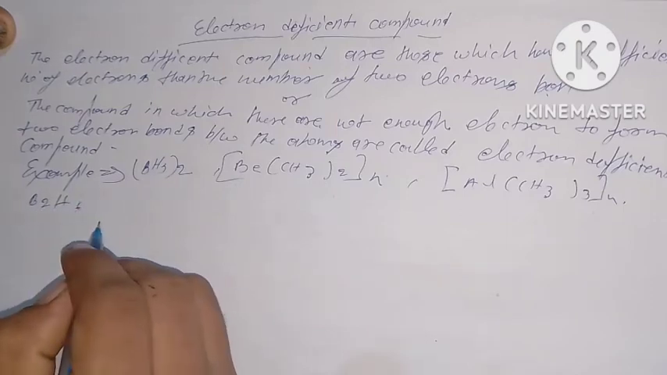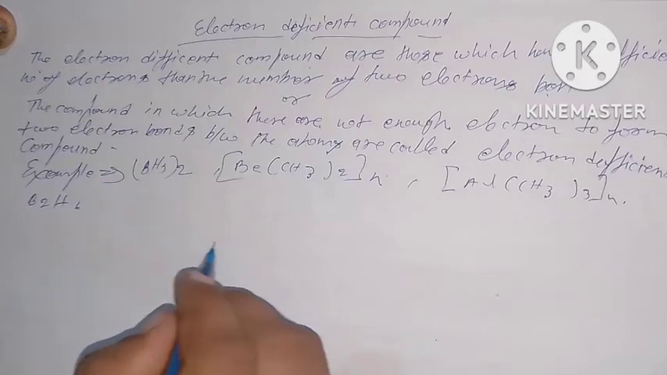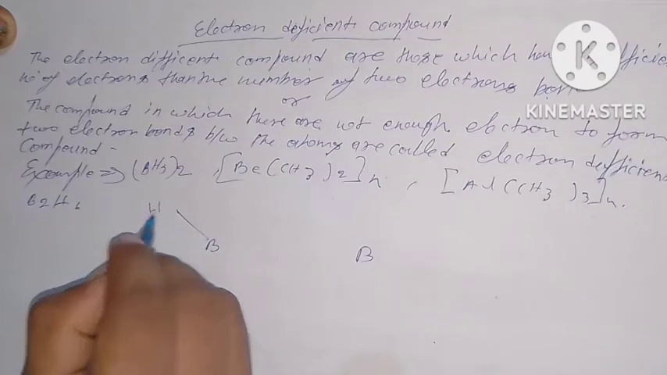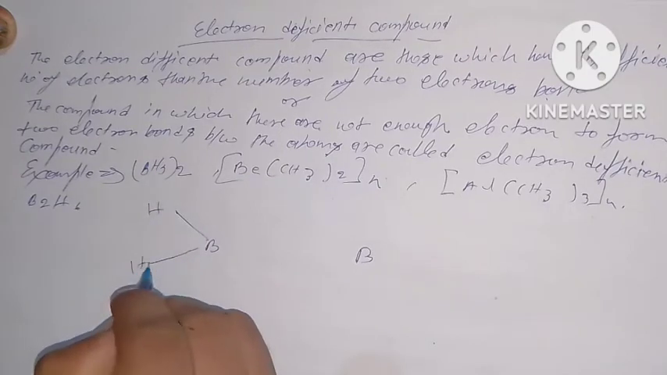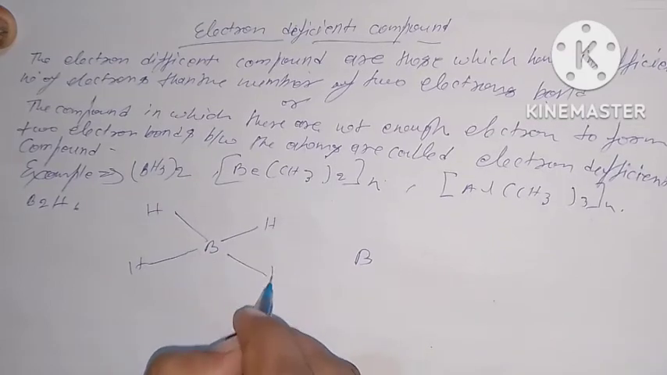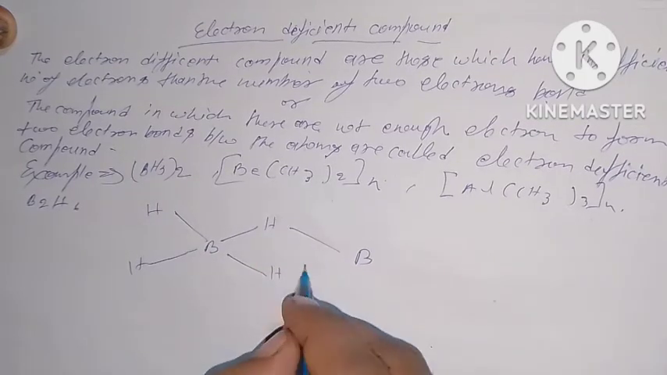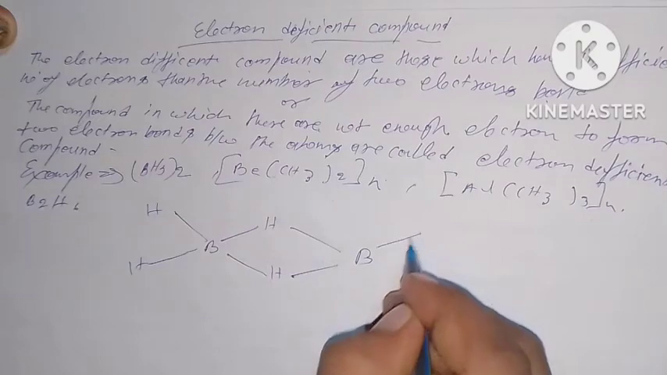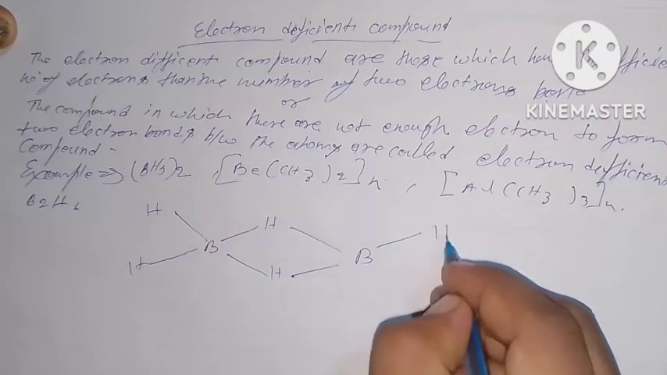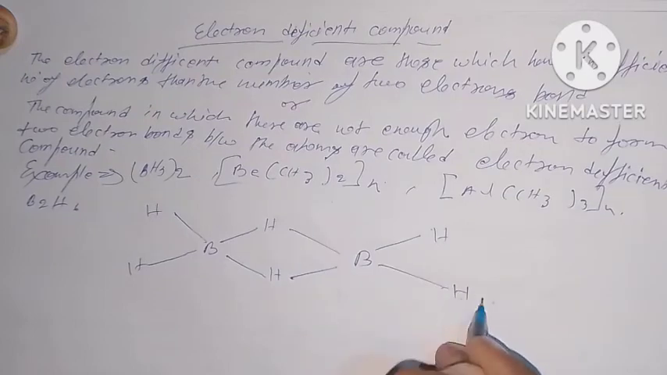B2H6 is an example of electron deficient compound. The structure is given as boron, 1 hydrogen, 2 hydrogen, that is 3 hydrogen, that is 4 hydrogen, that is 5 hydrogen, and that is 6 hydrogen.